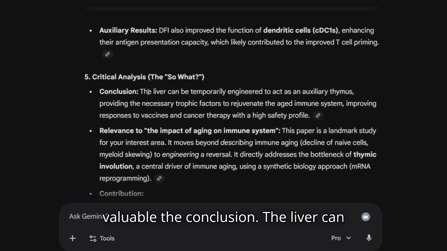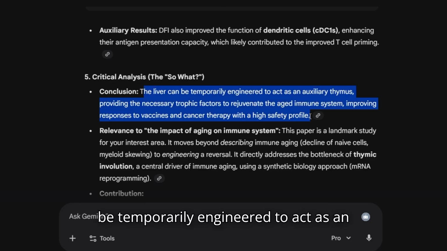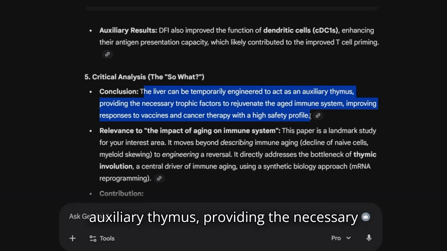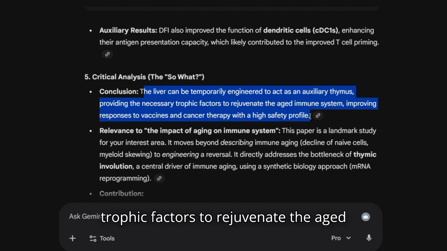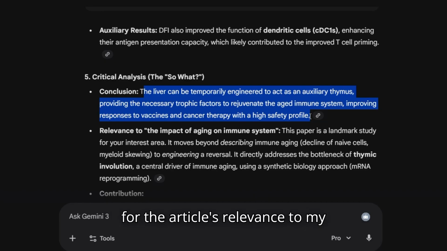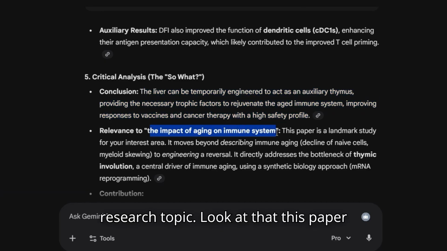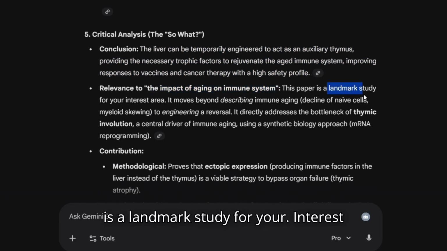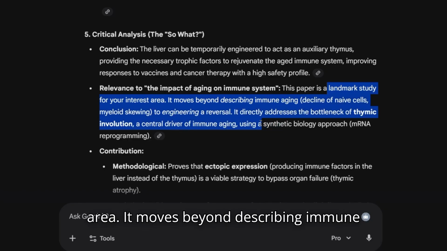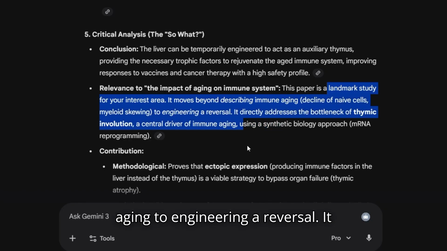The conclusion. The liver can be temporarily engineered to act as an auxiliary thymus, providing the necessary trophic factors to rejuvenate the aged immune system, improving responses to vaccines and cancer therapy with high safety profile. This is the punchline for the article. Relevance to my research topic. Look at that. This paper is a landmark study for your interest area. It moves beyond describing immune aging to engineering a reversal.